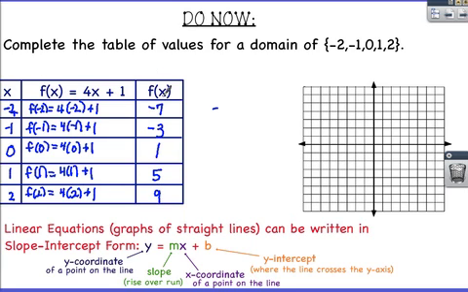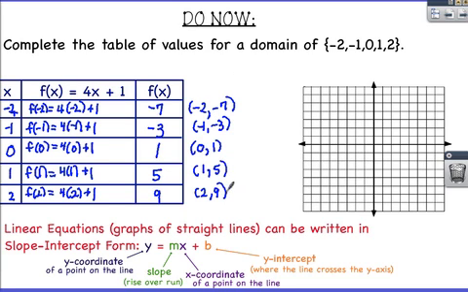Now the input and output values are like the x, y coordinates of an ordered pair. So for example, (-2, -7) is one of the ordered pairs given by this equation. (-1, -3) is another, as is (0, 1), (1, 5), and (2, 9).